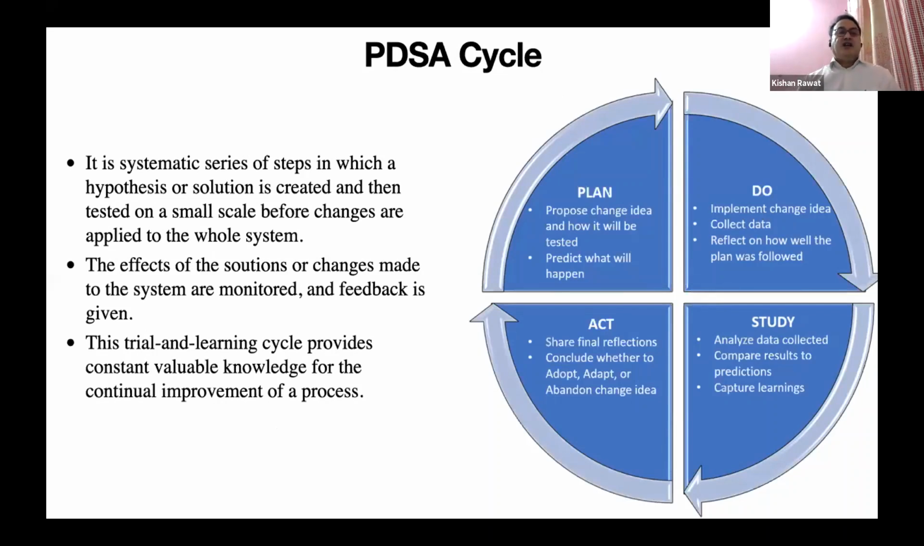So in this cycle, we create a hypothesis or solution, which is then tested on a small scale before the changes are applied to the whole system. So what is this PDSA cycle? P for plan, D for do, S for study, A for act. So first we propose an idea and predict what will happen if we use this idea. Then we implement this idea and collect the data. And in the third step, we analyze this data and compare the results with our predictions and capture the learning, and then act. So later we decide whether to adopt or abandon this idea.